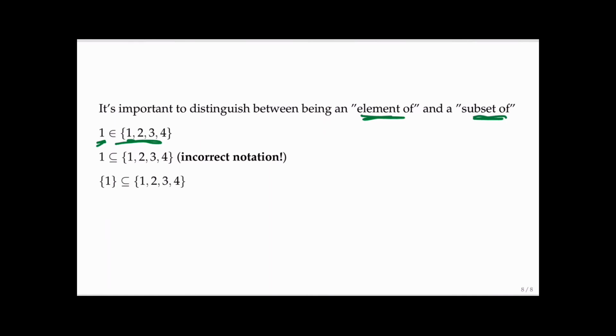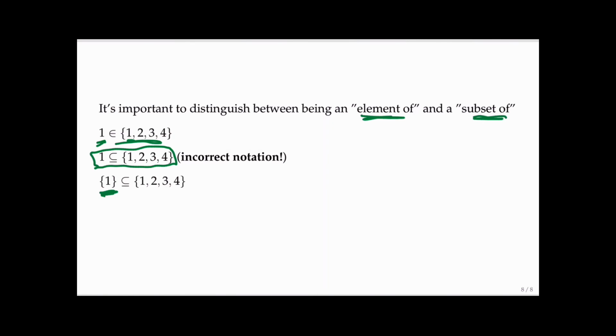But 1, of course, is not a subset of 1, 2, 3, 4. That's just incorrect notation. In fact, if you were to write this down, and this is a mistake that I often see made in mathematical notation, this notation is completely incorrect, because an element can't really be a subset of a set. But we do have, if I were to put 1 into a set itself, so the singleton 1, so this says the set containing 1, that is a subset of the set containing 1, 2, 3, 4.